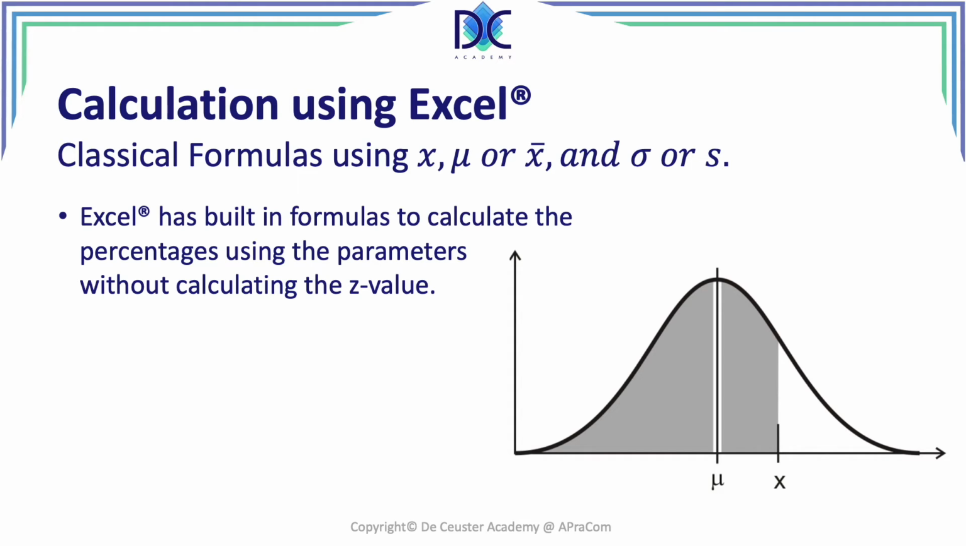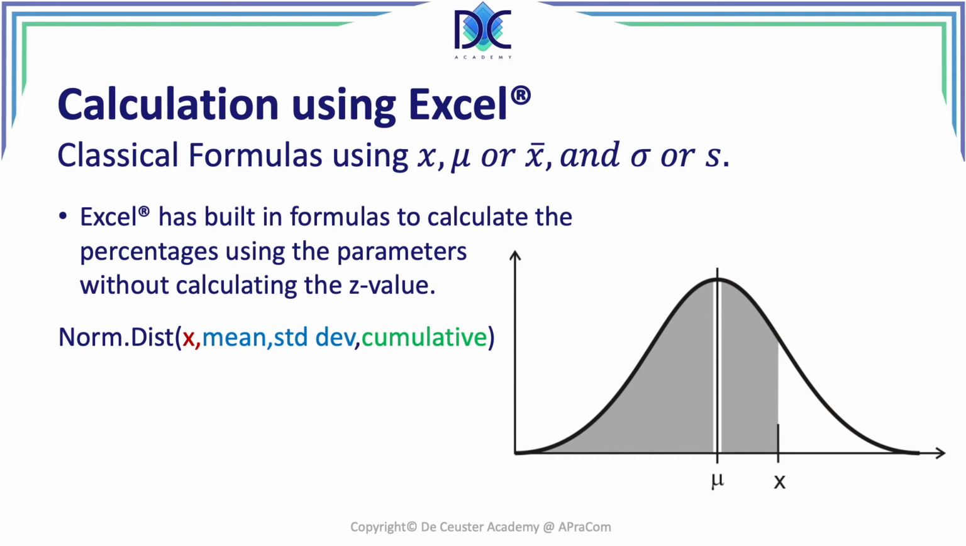We can put in these parameters and the computer does all the calculations for us, and we don't have to calculate the Z value. So that's an advantage that we have today. We don't have to calculate the Z value. It is possible to calculate the Z value, but if we have the parameters, the raw parameters X, mu, and the standard deviation, we can use the formula immediately.